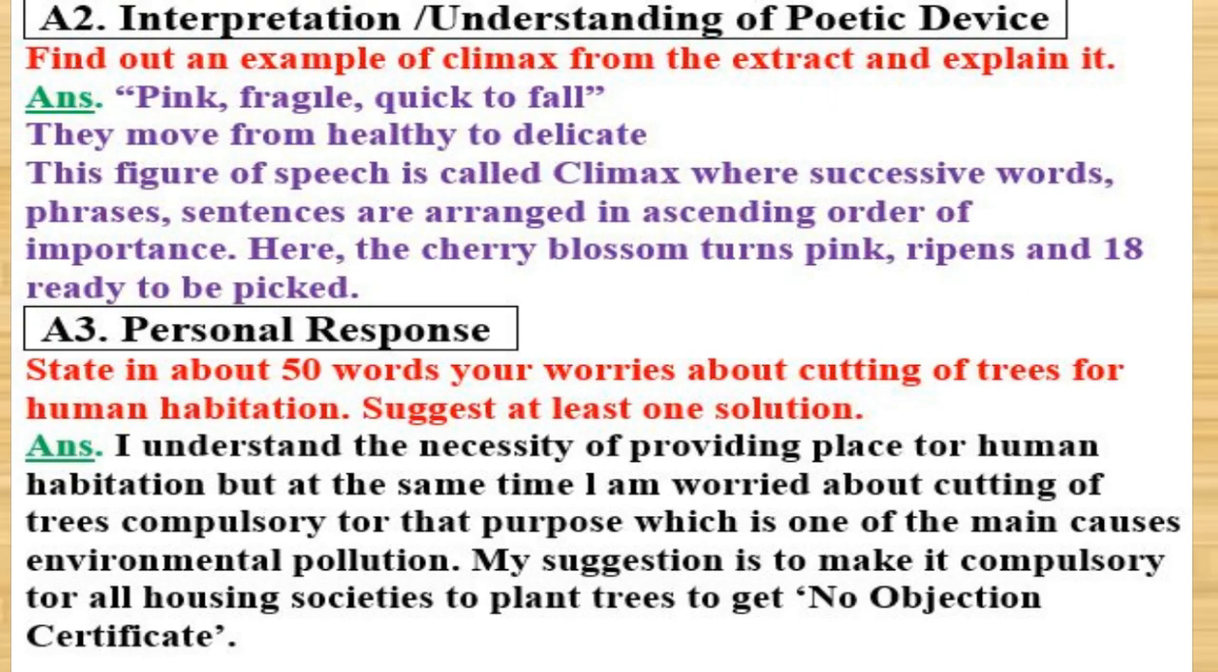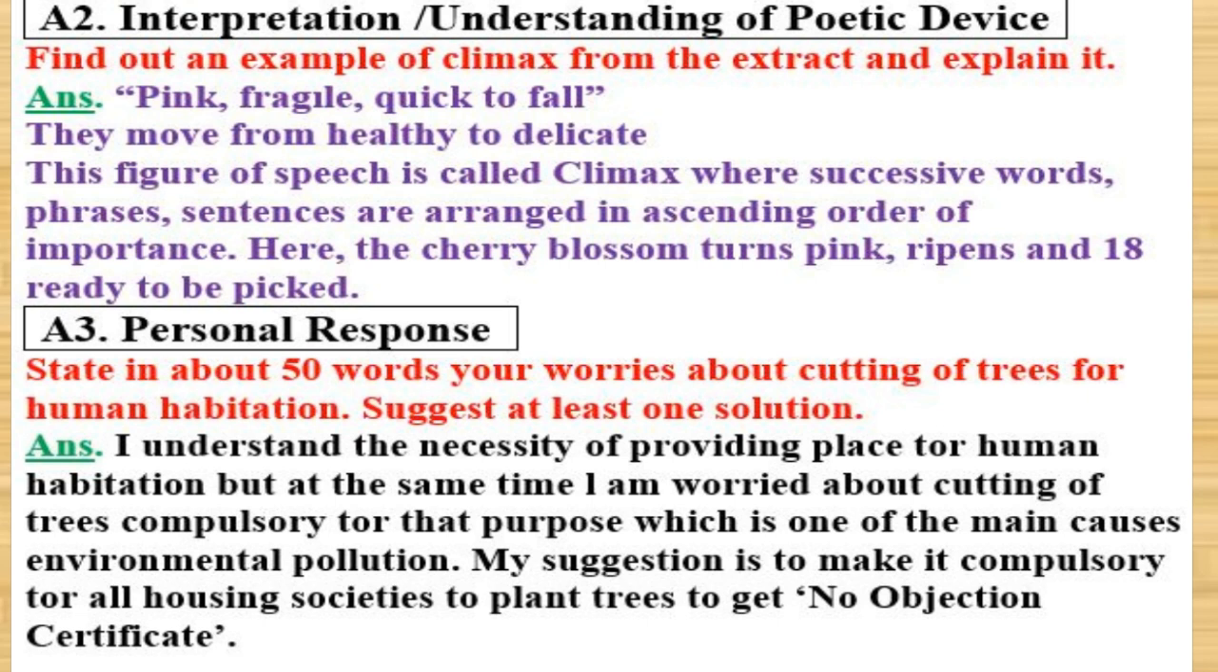Next, activity A2, interpretation or understanding of poetic device. Find an example of climax from the extract and explain it. Answer: pink, fragile, quick to fall. They move from healthy to delicate. This figure of speech is called climax, where successive words, phrases, or sentences are arranged in ascending order of importance. Here, the cherry blossom turns pink, ripens, and is ready to be picked.